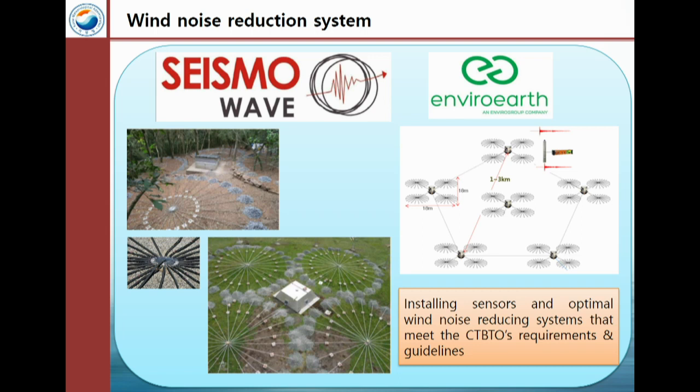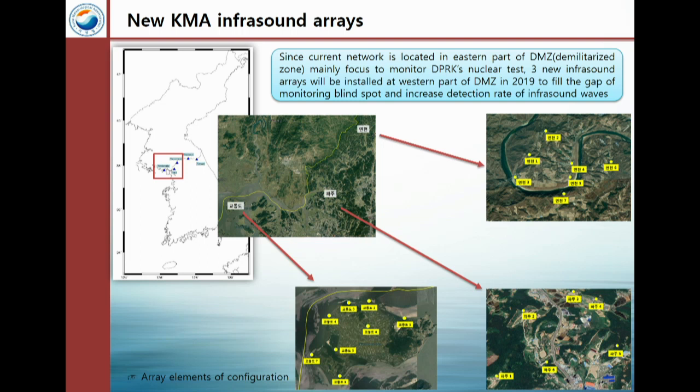And this is our infrasound array. Currently, we have 2 stations in the eastern DMZ zone. This was mainly designed and built to detect the DPRK nuclear test. We successfully detected that. But three infrasound arrays will be installed in the western part of the DMZ to fill the gap of the monitoring blind spot and increase the detection rate of infrasound.